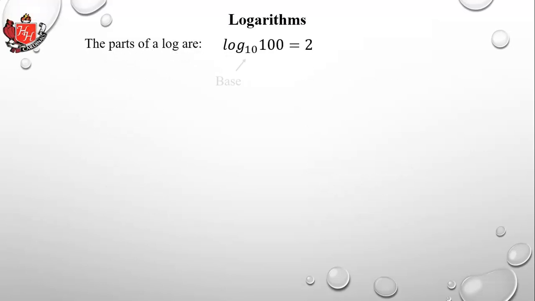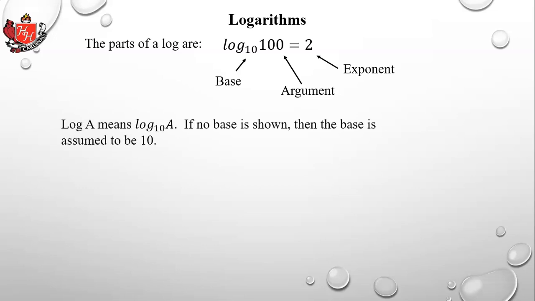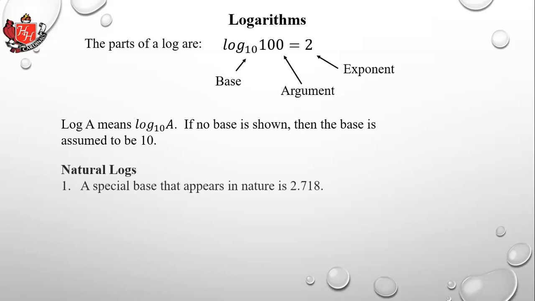So the parts of a log are the base, that's called the argument (we don't use that term in this class very much, if at all), and that's the exponent. So log a means log base 10 of a. So if no base is shown, then the base is assumed to be 10. In other words, you don't need to write log and then a small 10. If you just write log, it implies base 10. However, there are other bases that you can use. There's only one other that we will use in this class. But if there's no base written, then the base is assumed to be 10.